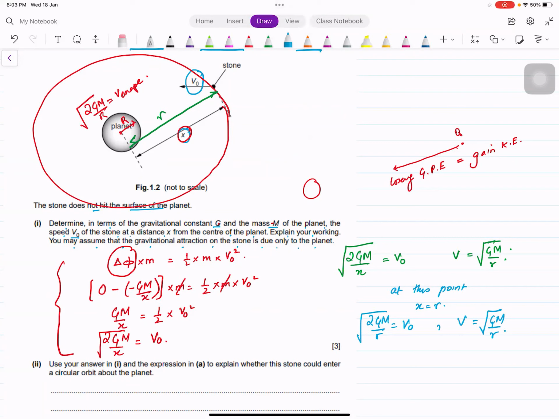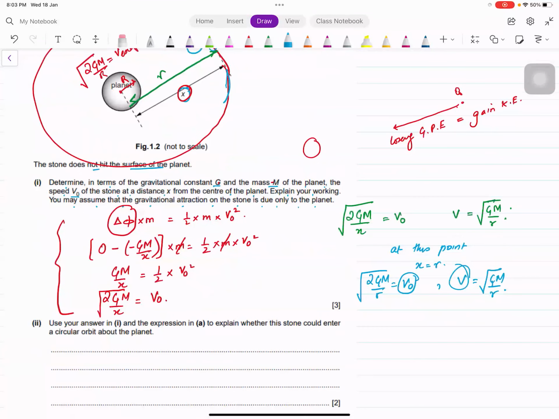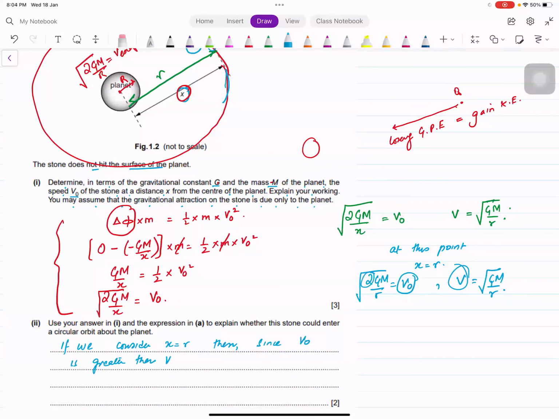Do you guys understand this? If v naught is greater, and the requirement for the maximum velocity that is needed for the stone to orbit in this particular orbit is v, then would it orbit? No. That is a very good question. That is the answer. So we are saying if we consider x equals r, then since v naught is greater than v, because it has a 2 in it, the stone cannot orbit. It might orbit some other point, but not at this point. Understood?